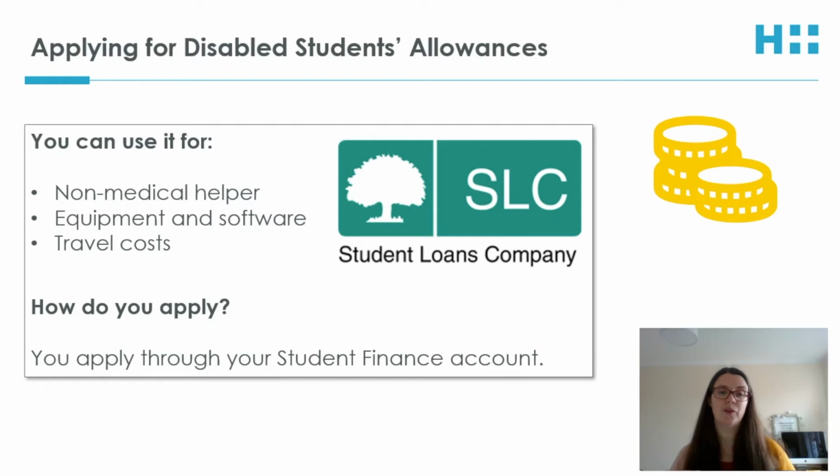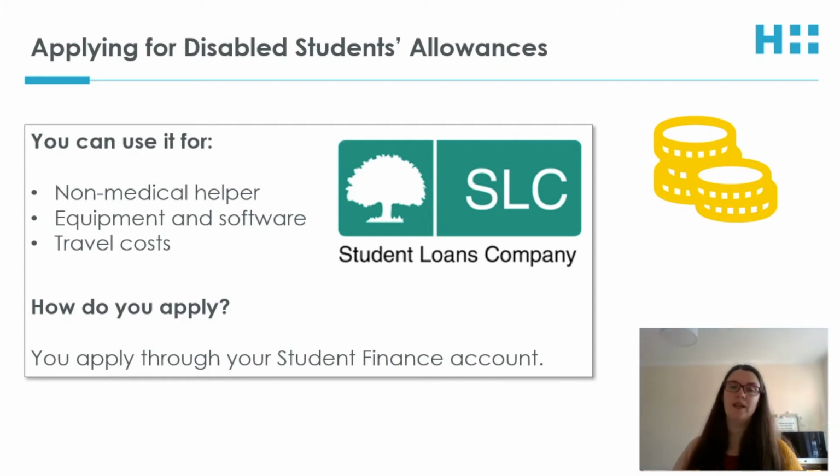It can be used for equipment and software, so for example, you might need a digital recorder to record your lessons, or it can be used even to buy a laptop. Specific software could be things like speech to text, and it can be used for travel costs.